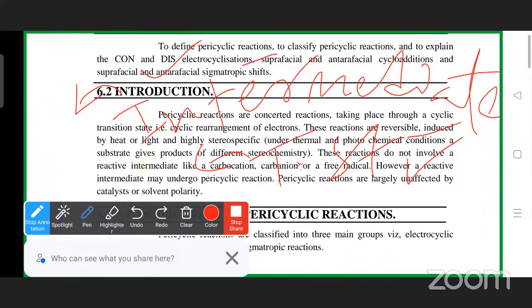In single step reactions, bond breaking and bond making take place simultaneously. But in intermediate mediated reactions, first the bond cleavage takes place, you get the intermediate, then the bond making. Here the bond breaking is first, and after that the bond making takes place. But in transition state mediated reactions, both processes, bond breaking and bond making, take place simultaneously.